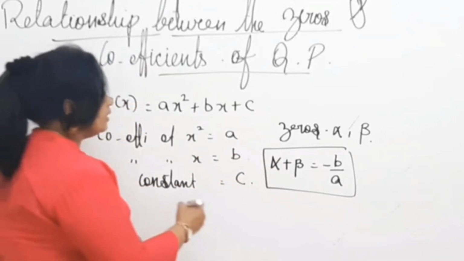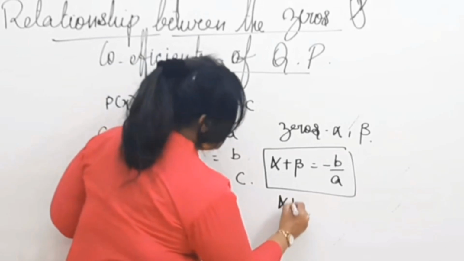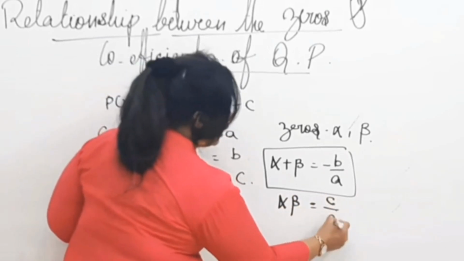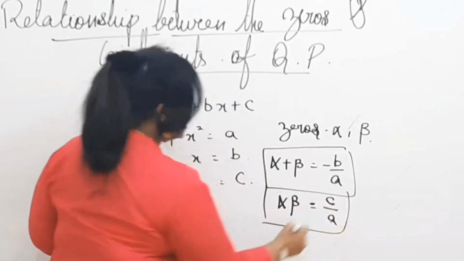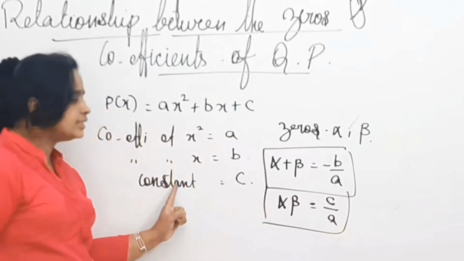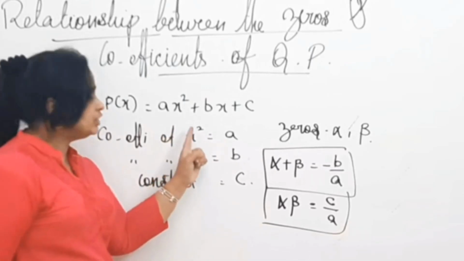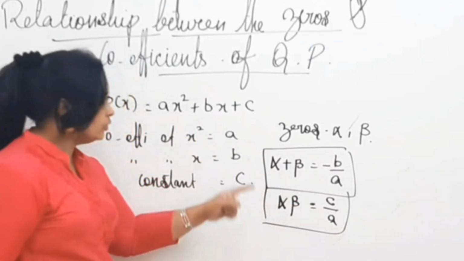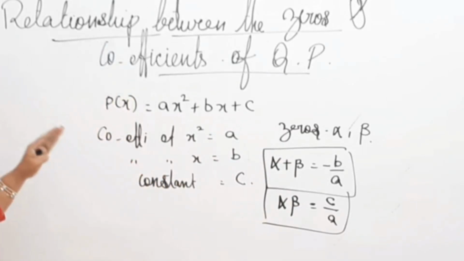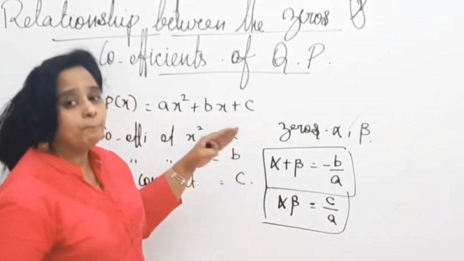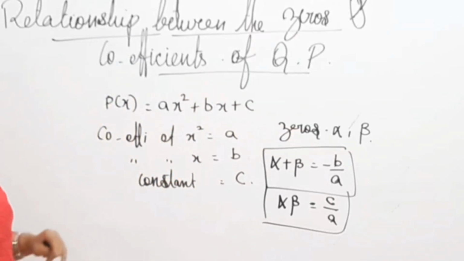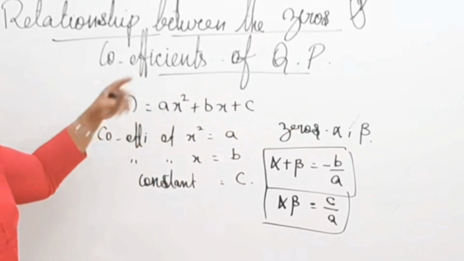And the second relation is the product of the zeros is equal to c by a. What is the second relation? The product of zeros is equal to c, the constant term, divided by the coefficient of x squared. So that is alpha beta is equal to c by a. These are the two relations between the zeros and the coefficients of a quadratic polynomial.